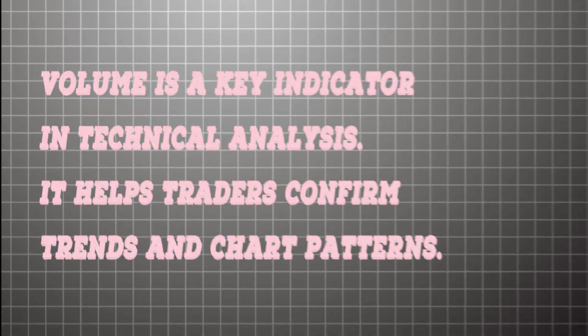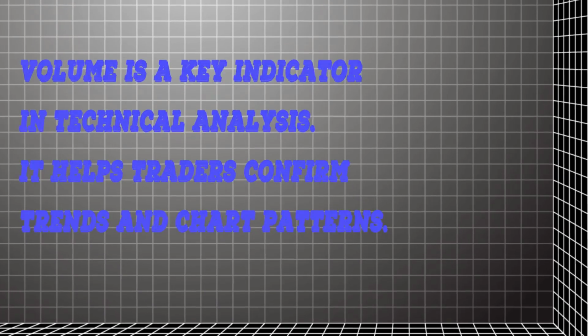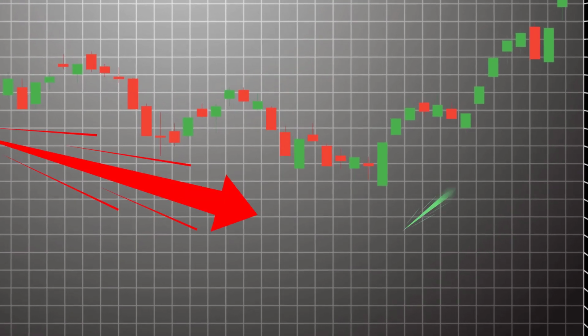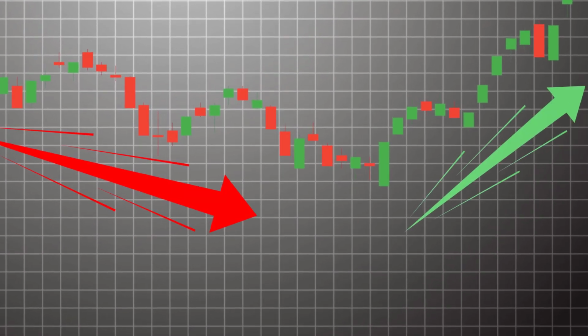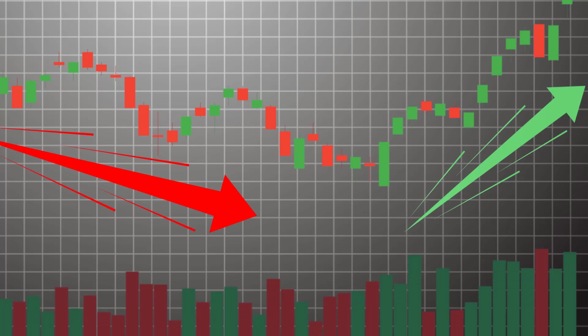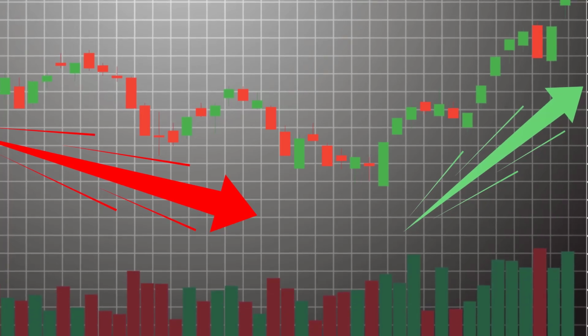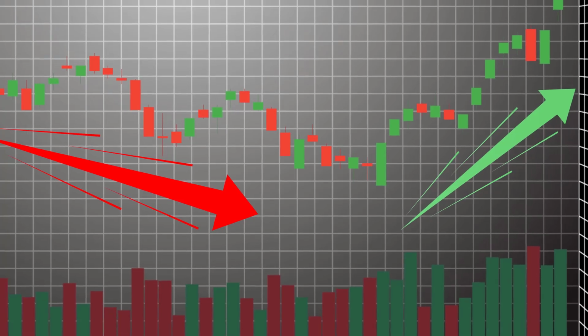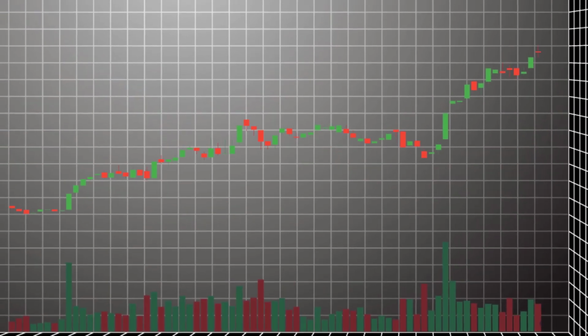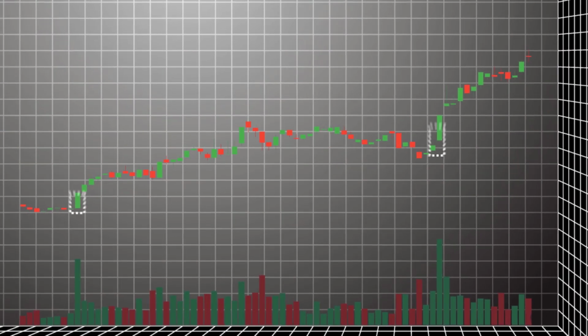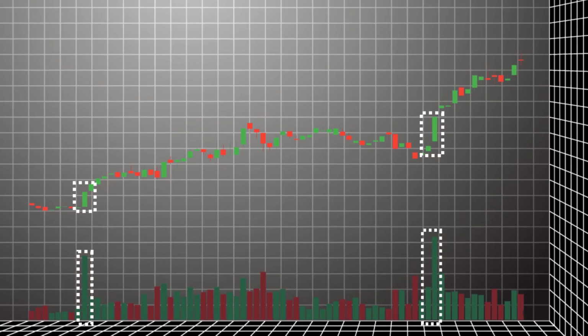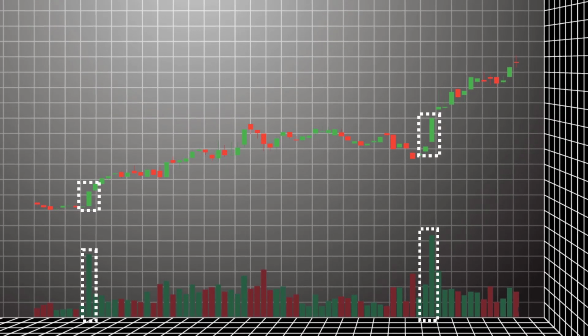Volume is a key indicator in technical analysis. It helps traders confirm trends and chart patterns. Most traders focus on the charts, especially price movement. When price rises or falls with high volume, it's seen as a strong signal that the current trend has solid backing from the market. So, if you're tracking a major price move, always check if volume is increasing. That's what adds credibility to the trend.